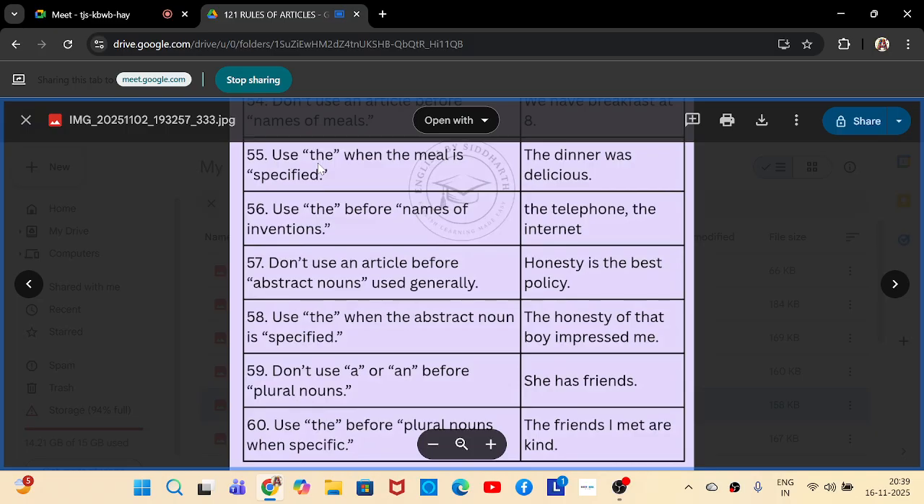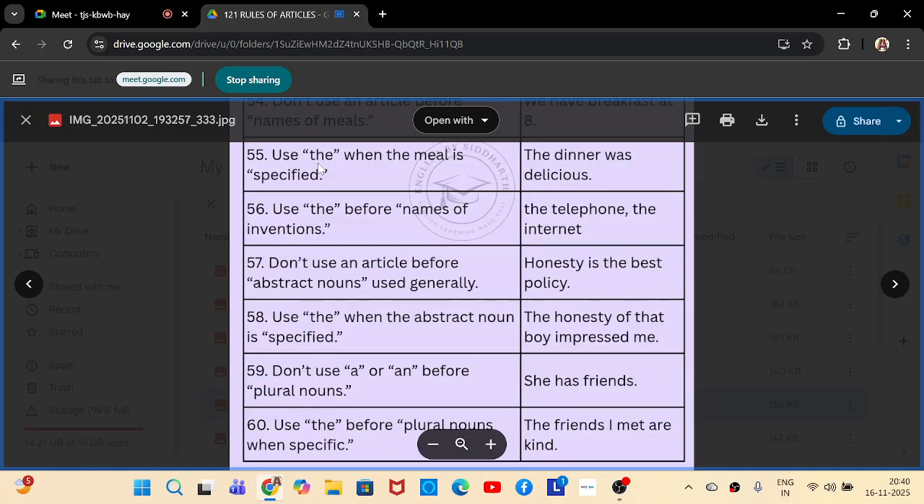Yeah. So Shabna, can you read that example? Honesty is the best policy. Honesty is a quality. So since it's an abstract noun, we don't have to use an article with it. We don't say the honesty or an honesty or a honesty. That's wrong. H is silent. Pronounce it honesty.